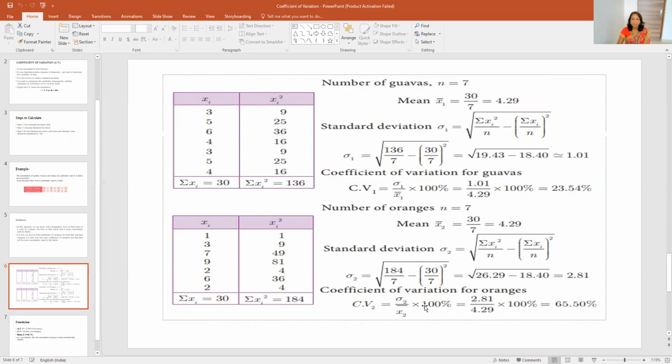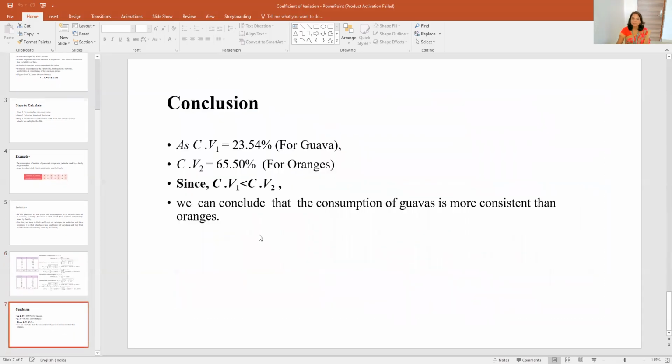Then we will calculate the coefficient of variation: standard deviation by mean multiplied by 100. Here we have calculated it as 65.50. So the CV for guava we got is 23.54 and the CV for orange we got is 65.50. Now, to check the consistency, the coefficient of variation should be less.